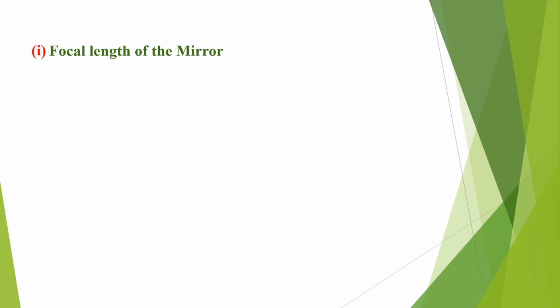So first, focal length of the mirror. The magnitude of focal length is equal to the magnitude of the radius of curvature divided by 2. The answer comes as 20 centimeter, and while using it in the formula, it must be taken as negative.